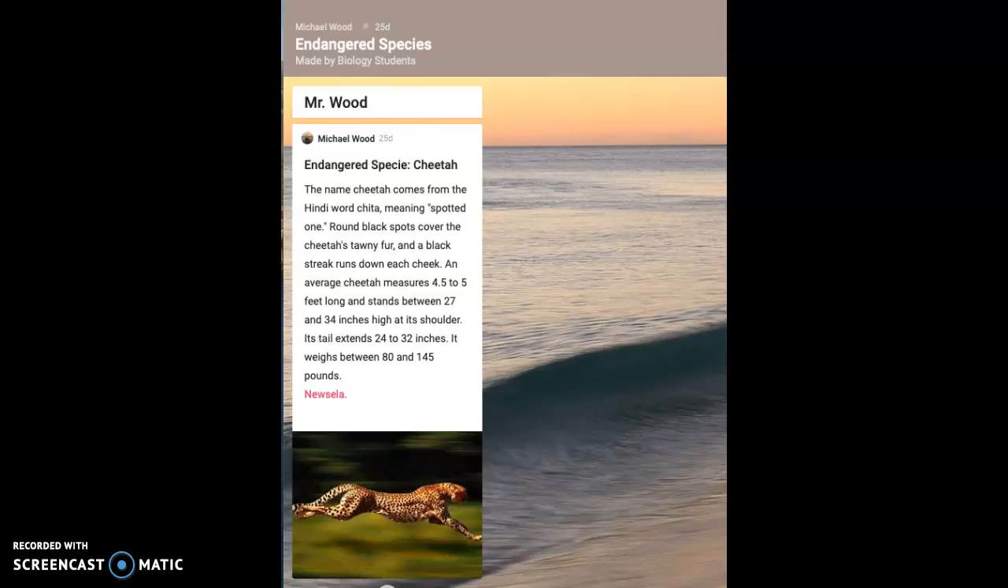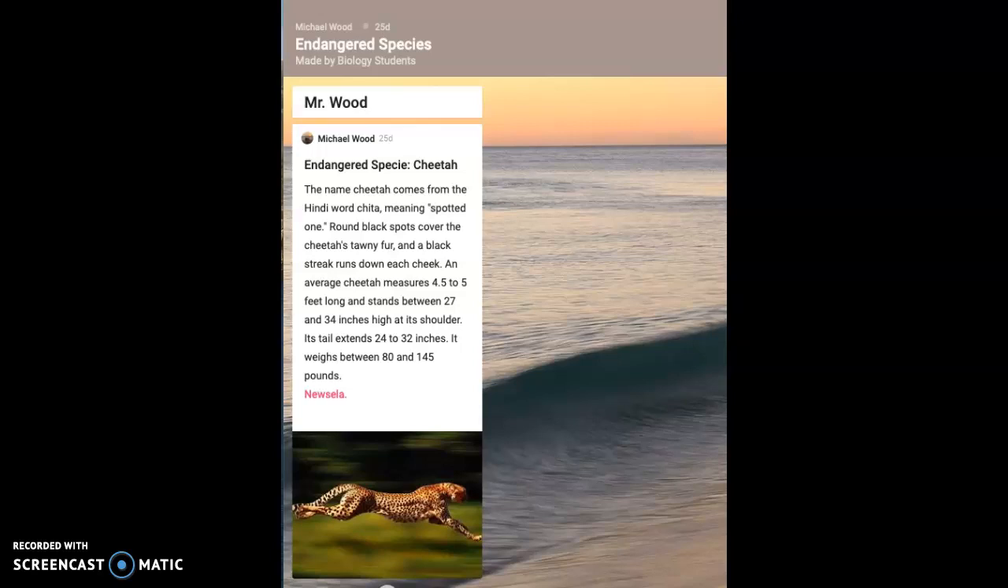So, by now, all of you should have entered into Padlet your endangered species Padlet project. Each person was responsible for one animal of the endangered species project that we read out of Newsela Daily. So each one of you, by now, should have uploaded this to Padlet.